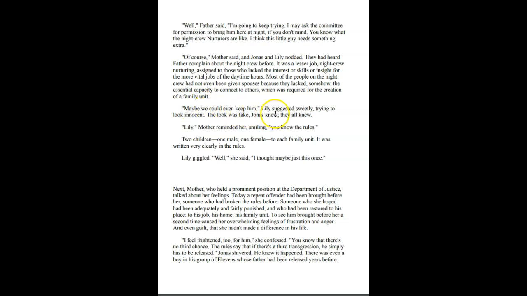"Maybe we could even keep him," Lily suggested sweetly, trying to look innocent. The look was fake, Jonas knew. They all knew. "Lily," mother reminded her, smiling, "you know the rules. Two children, one male, one female to each family unit." It was written very clearly in the rules. Lily giggled. "Well," she said, "I thought maybe this once."